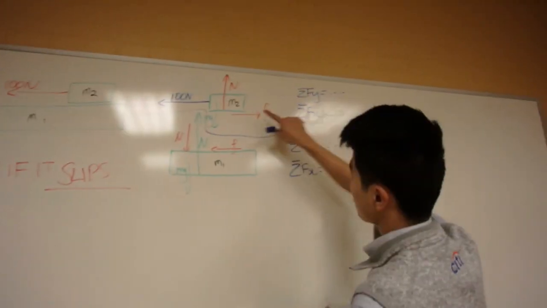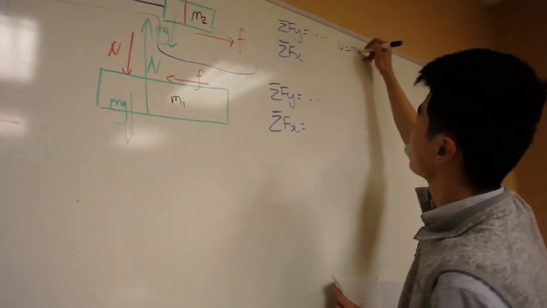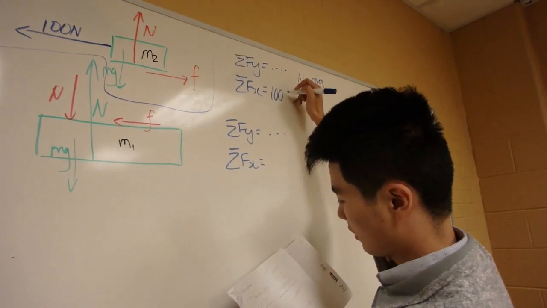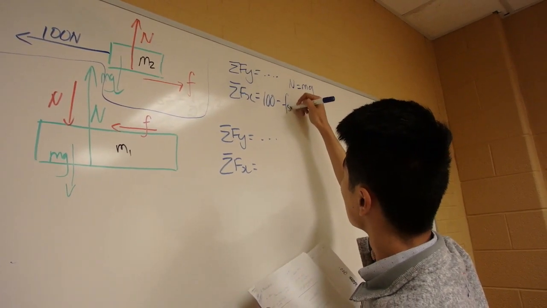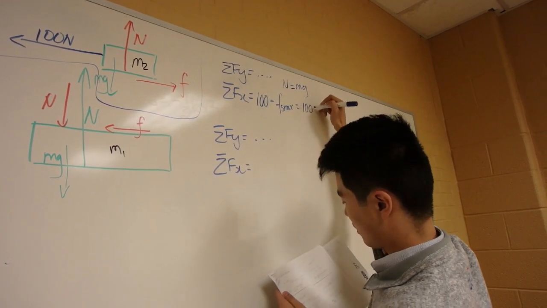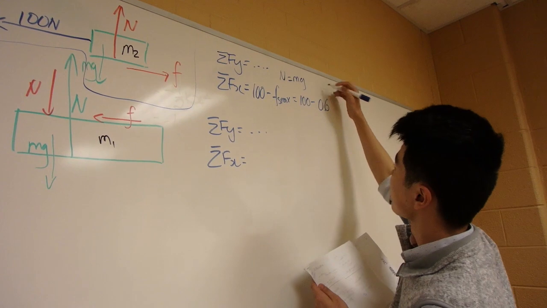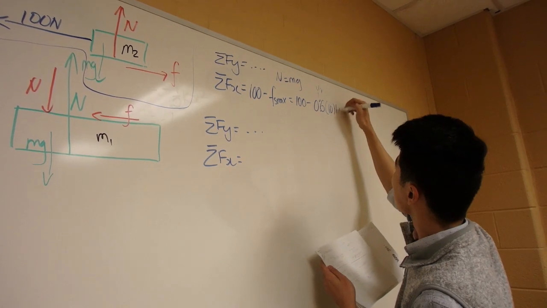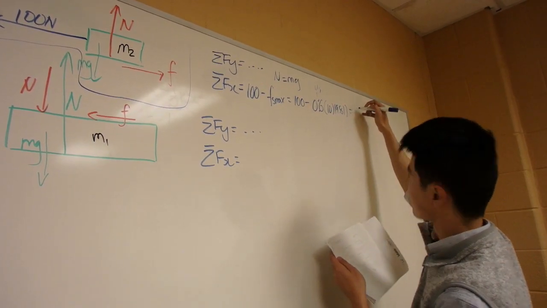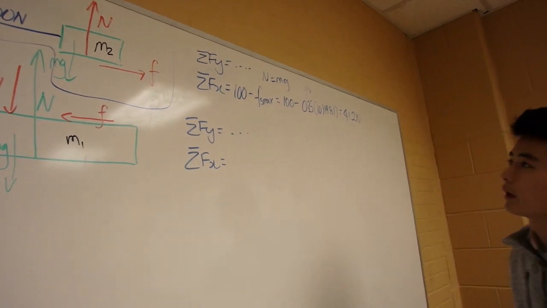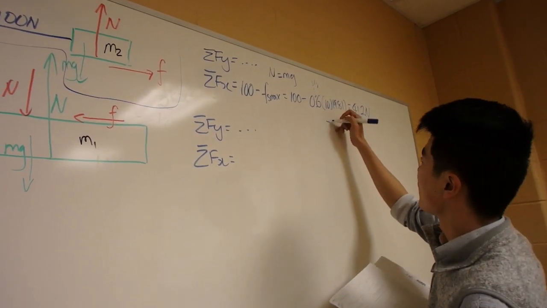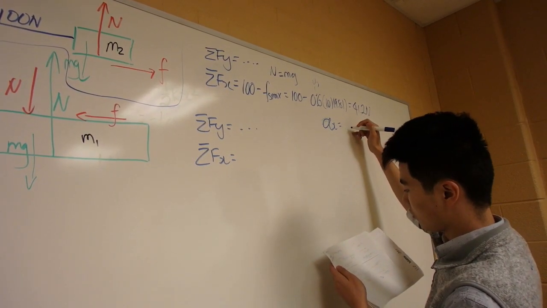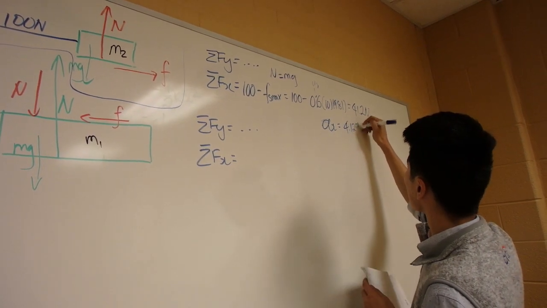So sum of forces in the y, that shouldn't be too complicated. We should get that N is equal to mg here. Sum of forces in the x for M2, we get 100 minus Fs max, which is equal to 100 minus 0.6, which is given as mu s, times N, which is equal to mg, so that's 10 times 9.81, which is equal to 41.2 newtons. Okay? So the acceleration in the x direction, ax, is going to be equal to 4.12 meters per second squared.